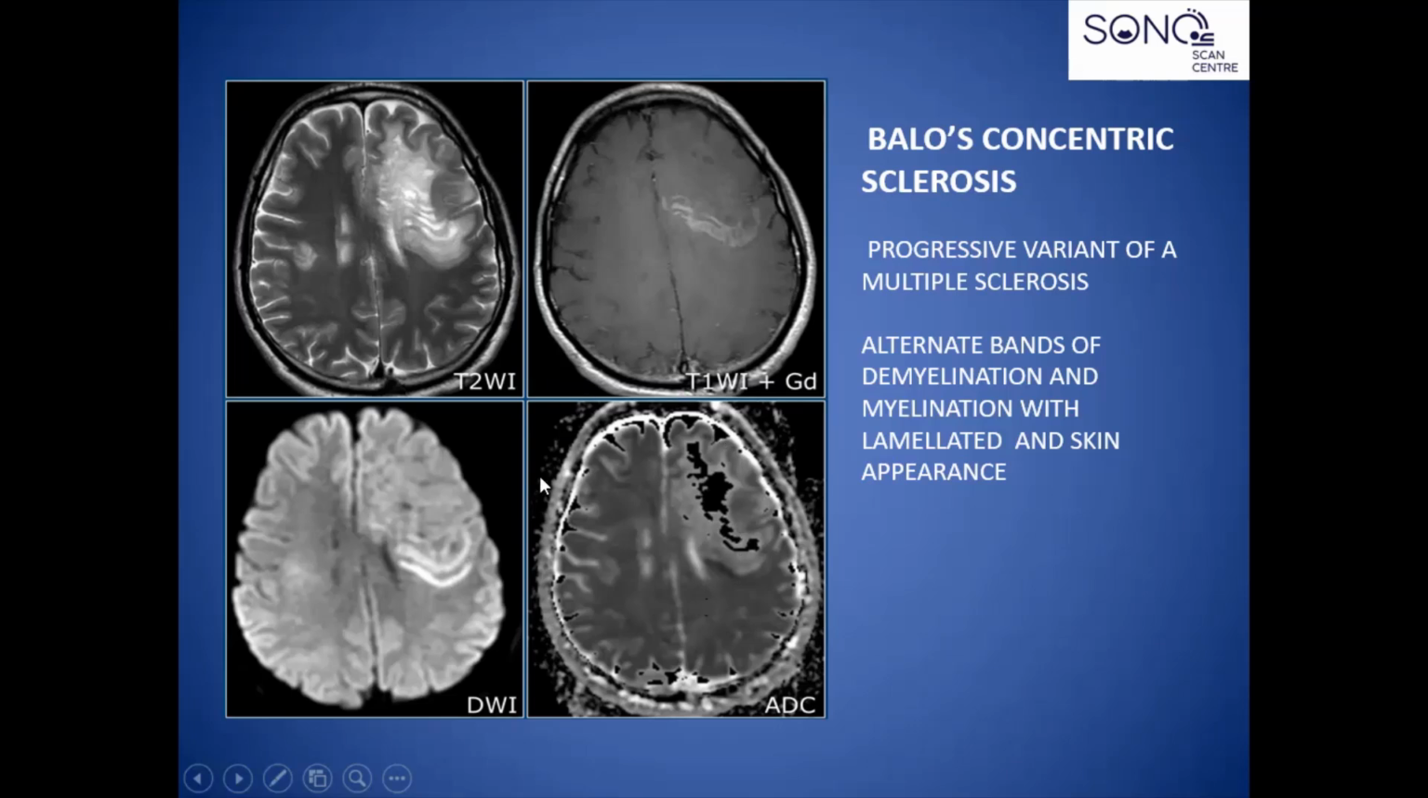So this is a sequence called ADC, what I am circling here. This is the black line we are seeing now, that is the hypointense in the ADC. So this denotes that DWI restriction is noted. That is the activity of the lesion here. So it is a progressive variant of multiple sclerosis, alternate bands of demyelination and myelination with lamellated appearance is noted.